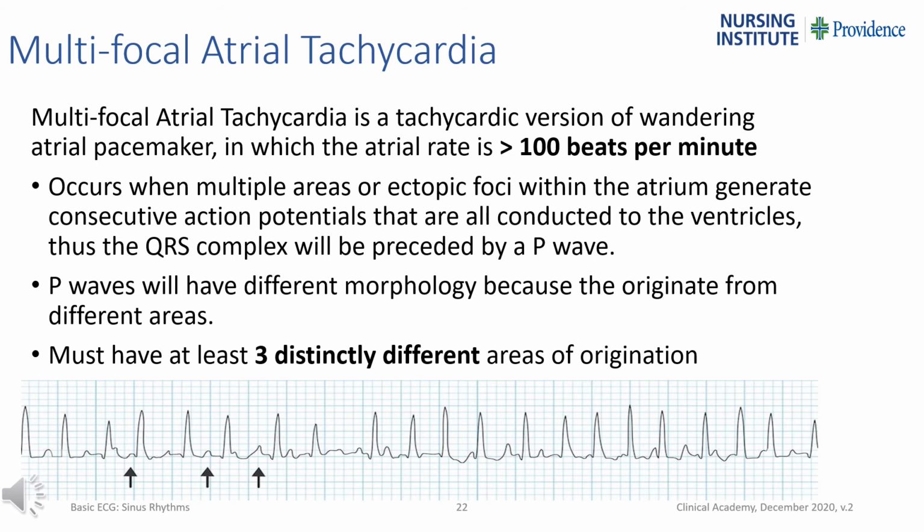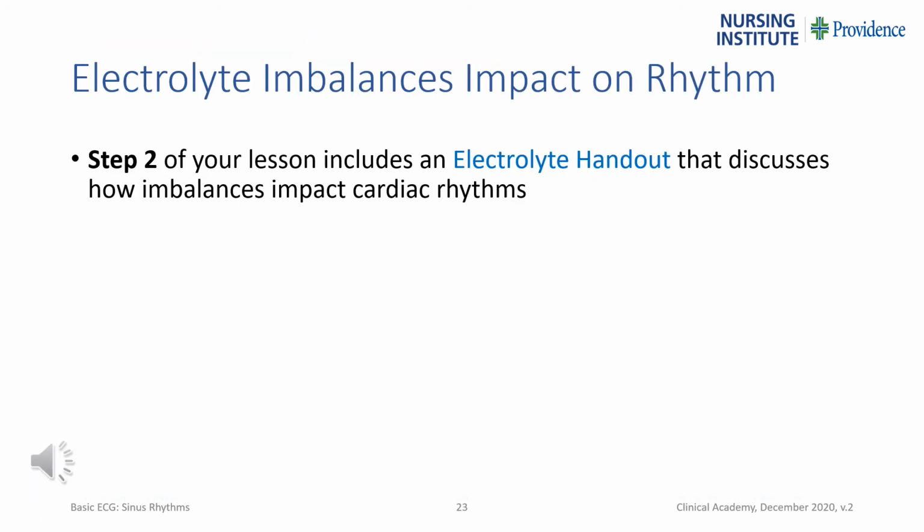If rate control is needed, the historic treatment, although there's not much evidence to support it, has been verapamil. There is no thromboembolism risk with MAT, as you see with atrial fib and flutter, because the atria are contractile in MAT. If the heart rate is less than 100 beats per minute, then the rhythm is actually wandering atrial pacemaker, or WAP.